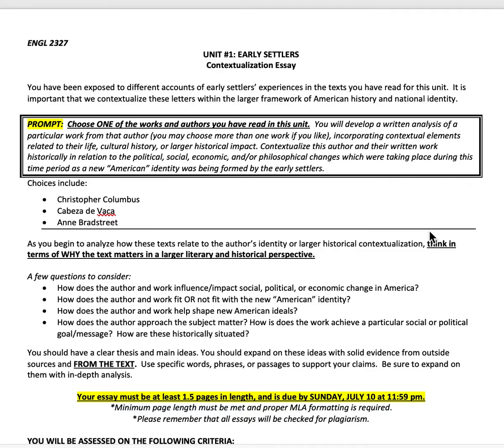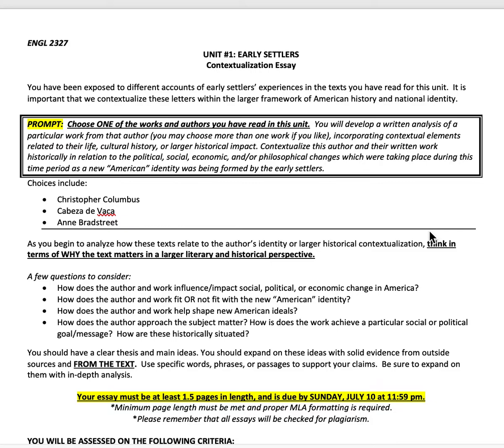What you're going to do is choose one of the works that you read in this unit and develop a written analysis of that work from that author. You can choose more than one if you like. I mean that mostly for Bradstreet, if you want to do a couple of her poems. However, this is an extremely short essay, so my suggestion is to focus on one work so you can dive really deep into it, so that my feedback to you isn't that the argument is underdeveloped.